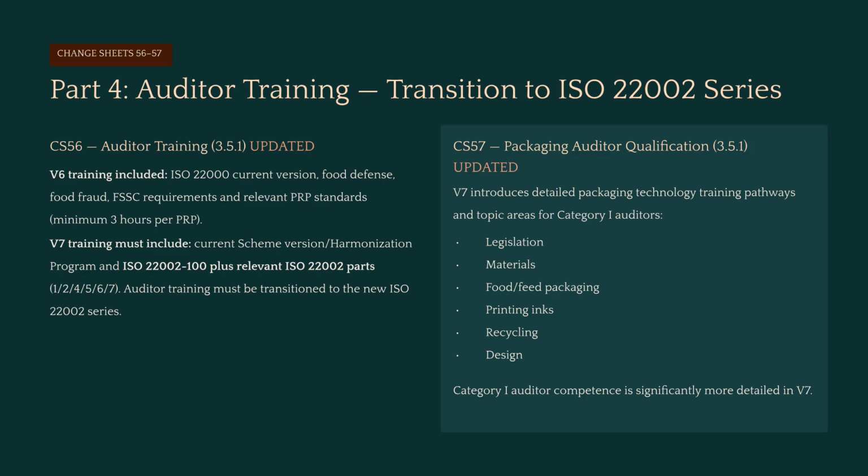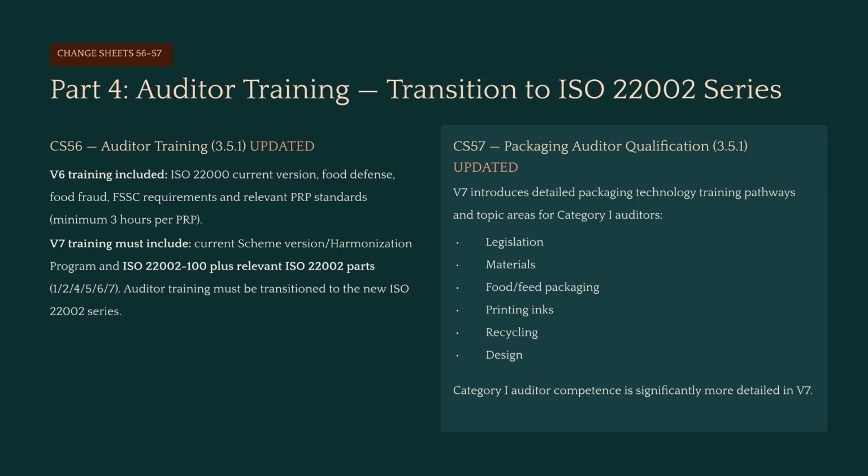Version 7 also makes current scheme version training and harmonization program training more explicit. This matters because FSSC relies on consistent interpretation across certification bodies. Without harmonized training, two auditors may interpret the same requirement differently. Version 7 tries to reduce this by making foundation-defined training part of the competence structure.